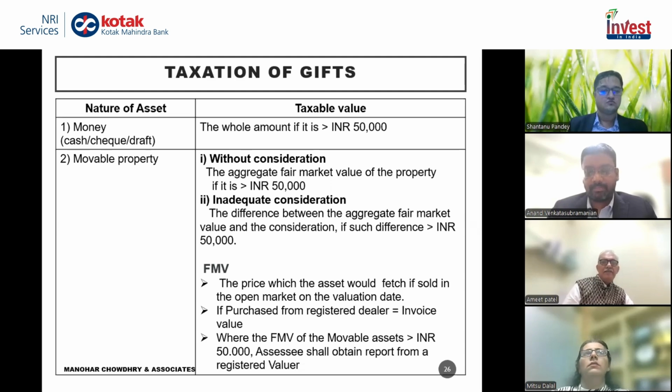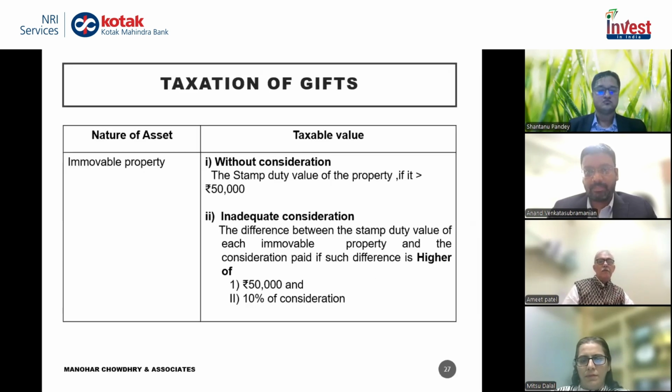The fair market value, what is FMV? It is the price at which the asset can be disposed of in the open market on the valuation date. If purchased from a registered dealer, then it is the invoice value. Where the FMV of the movable asset is more than 50,000, the assessee, that is the person who receives the gift, will have to obtain a report from a registered valuer in respect of the movable property.